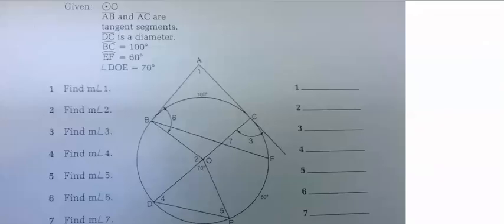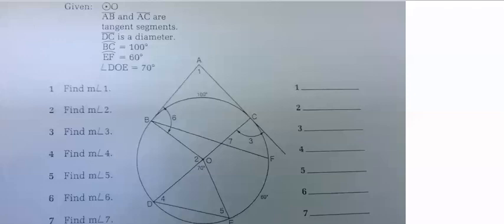Alright, let's take a look at this example. We're given the following diagram, circle O. We know that AB and AC are tangent segments. DC is a diameter. The measurement of arc BC is 100, and the arc of EF is 60 degrees. Angle DOE is 70 degrees. And we need to find lots of different measurements within this diagram.